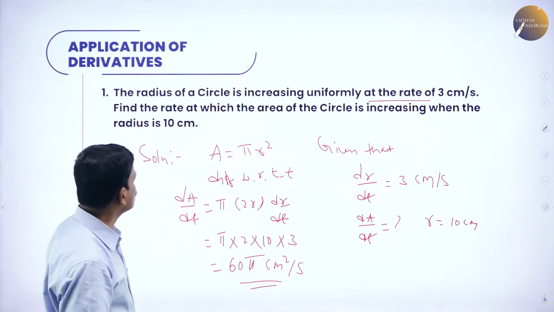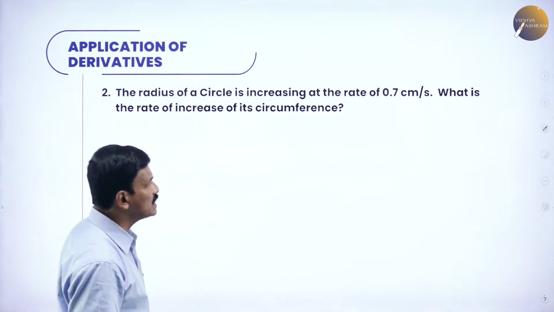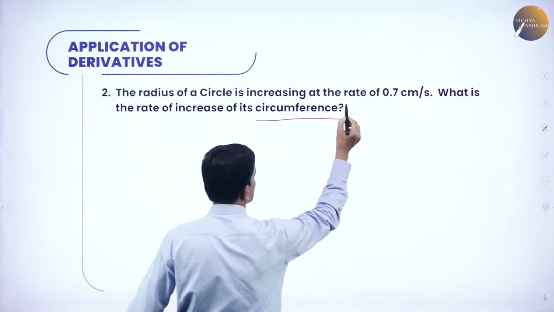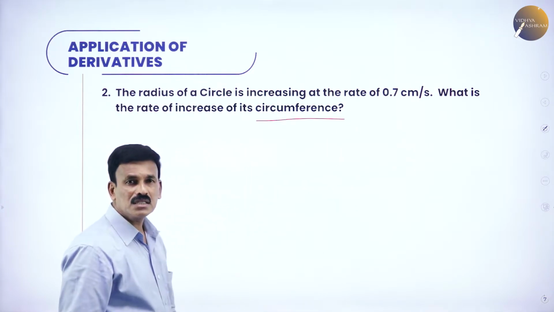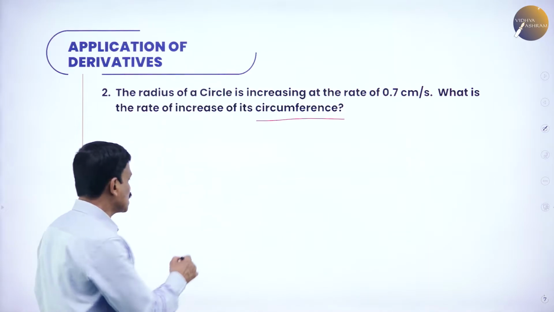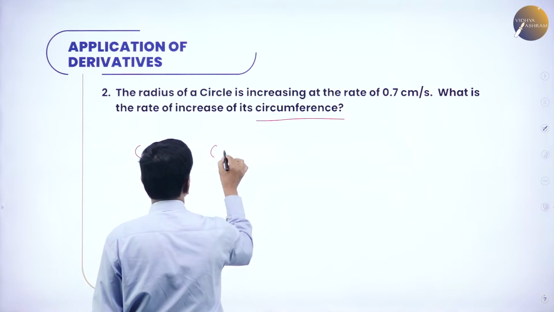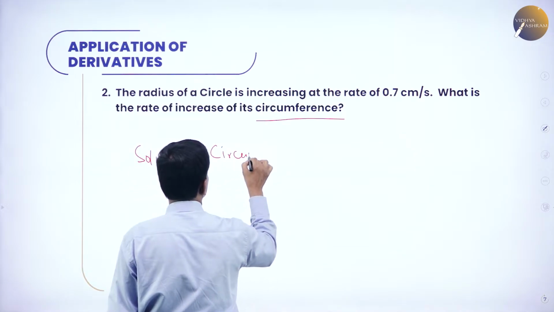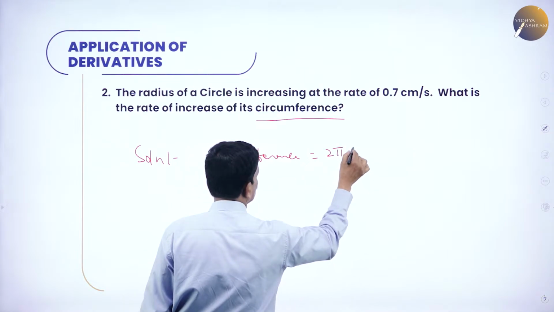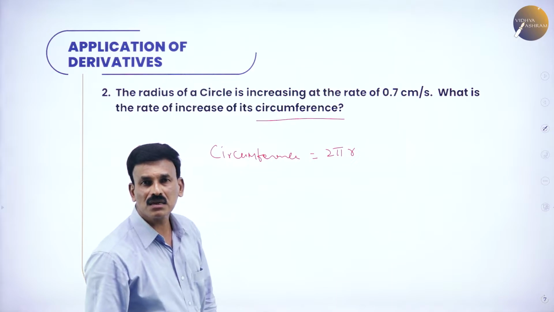Now, let us come to the next problem. The radius of a circle is increasing at the rate of 0.7 centimeters per second. What is the rate of increase of the circumference? Now, here the circumference formula is to be used. If C is the circumference of the circle, write down the formula for the circumference of the circle. Circumference of the circle is equal to 2 pi r. Okay, 2 pi r is the circumference of the circle.